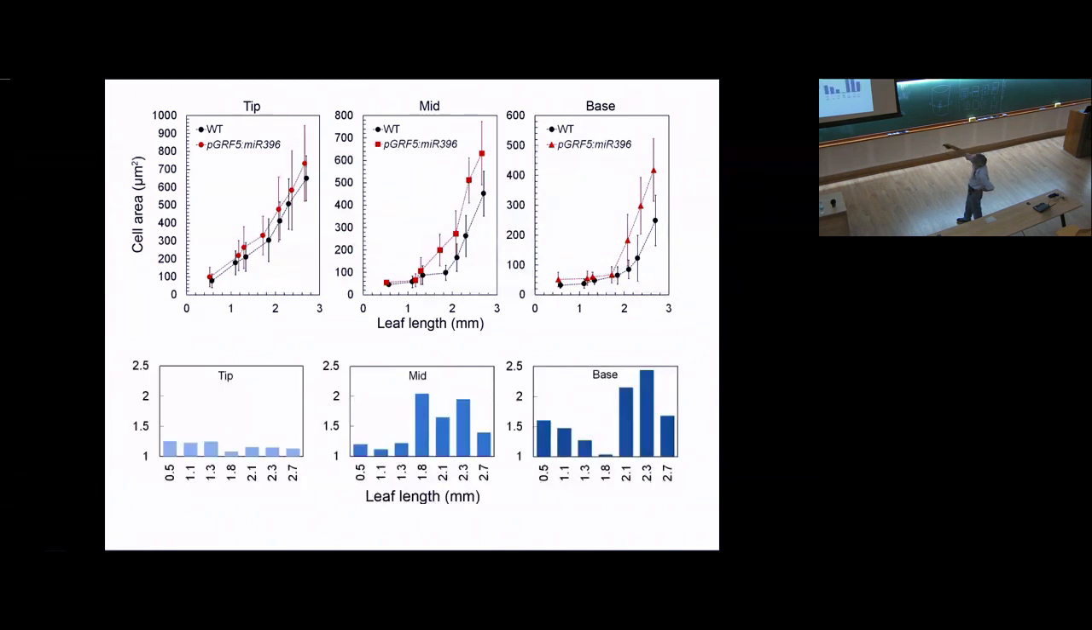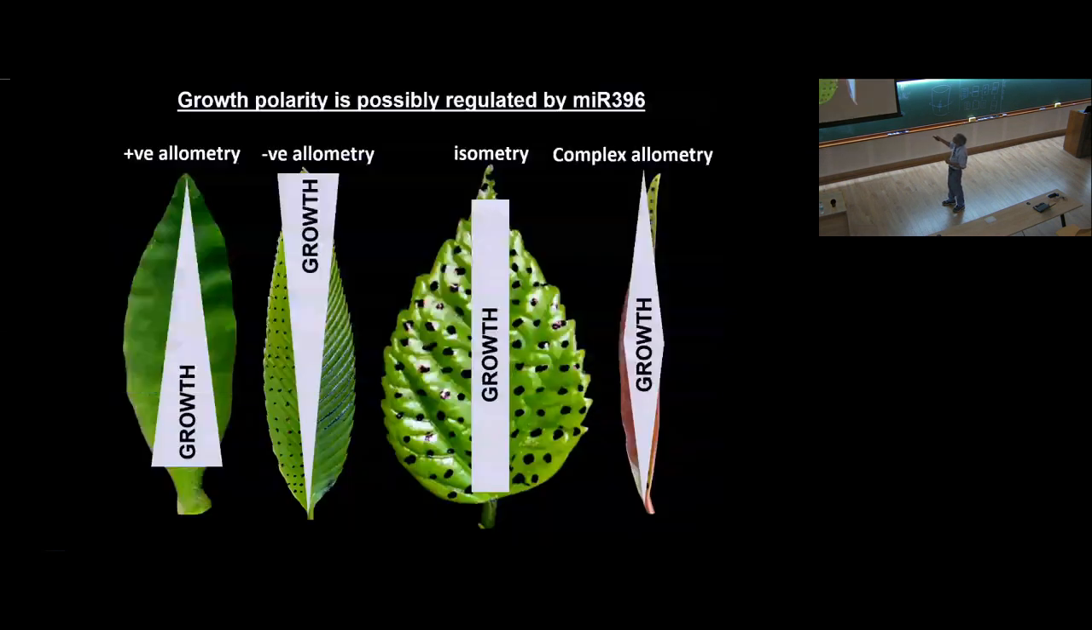by artificially expressing the MIR396 at the base. If you take the ratio of these two cells here, here, and here, that is the ratio of the wild type and this one, it is same at the tip, doesn't change. But at the base it changes, and at the middle also it changes towards the later. So the cells are maturing at a faster rate. So to conclude, the growth polarity is possibly regulated by MIR396.